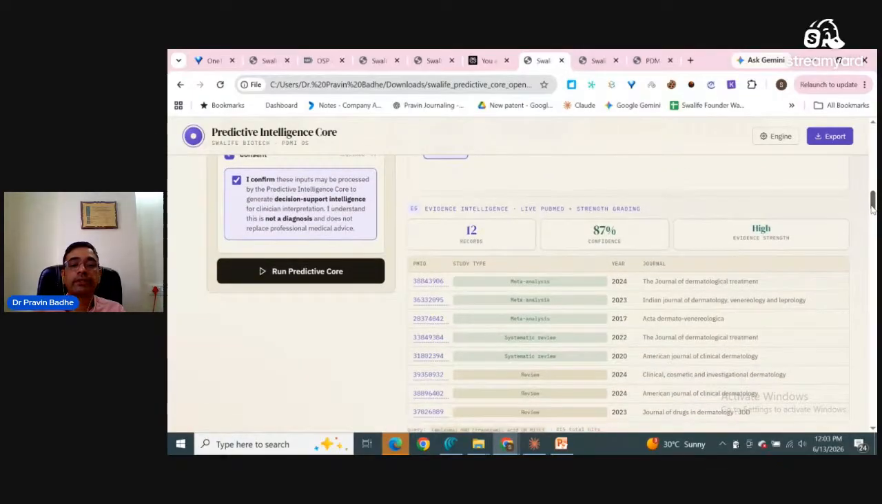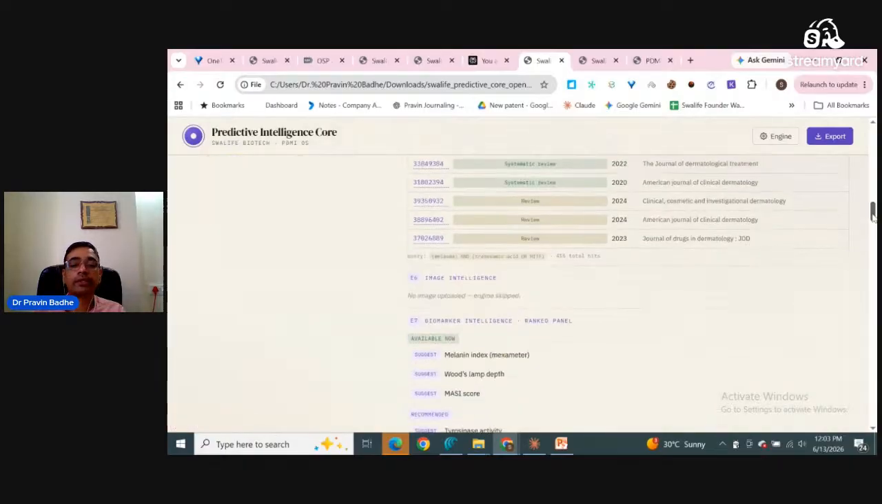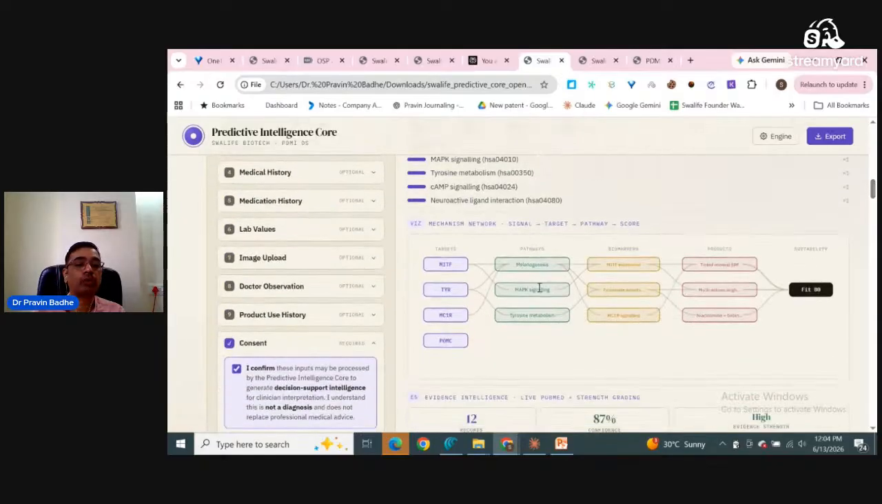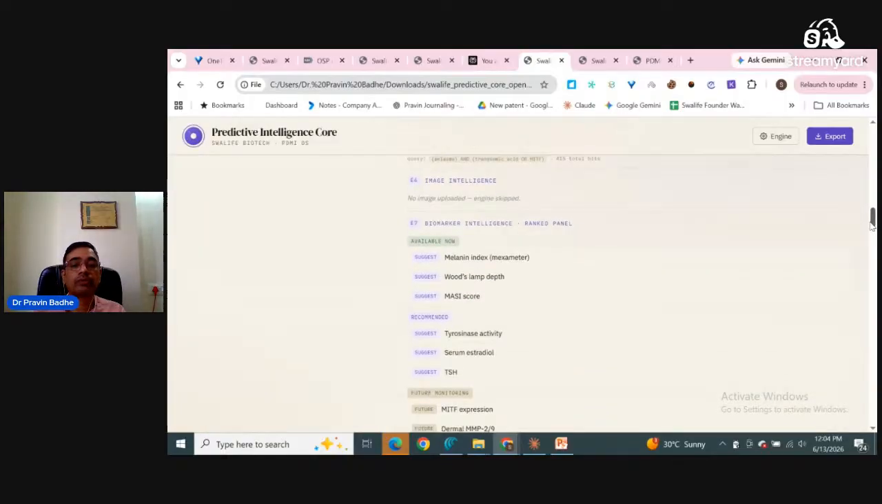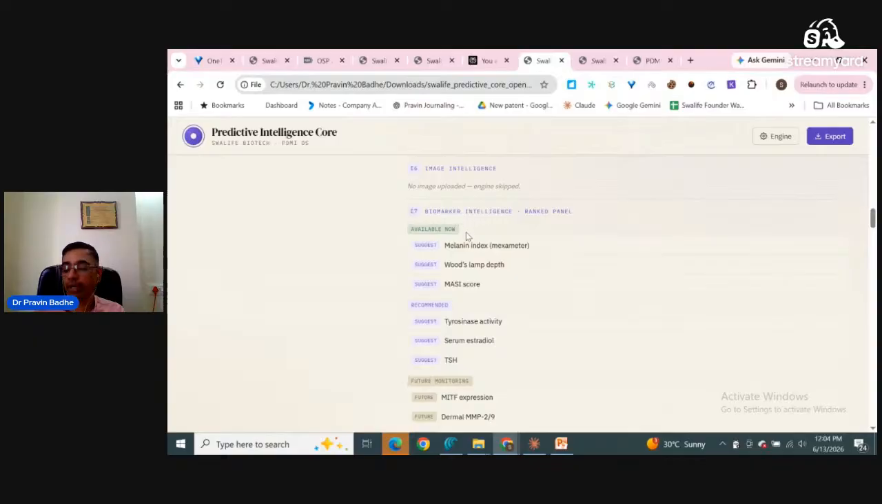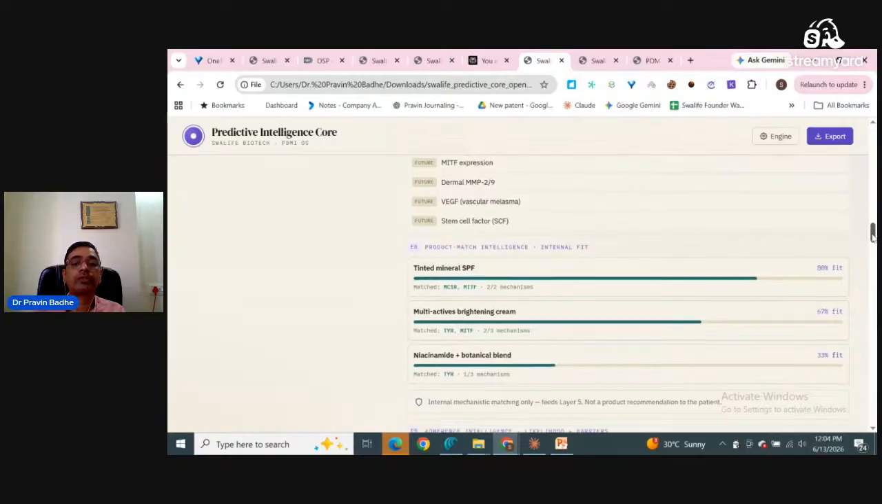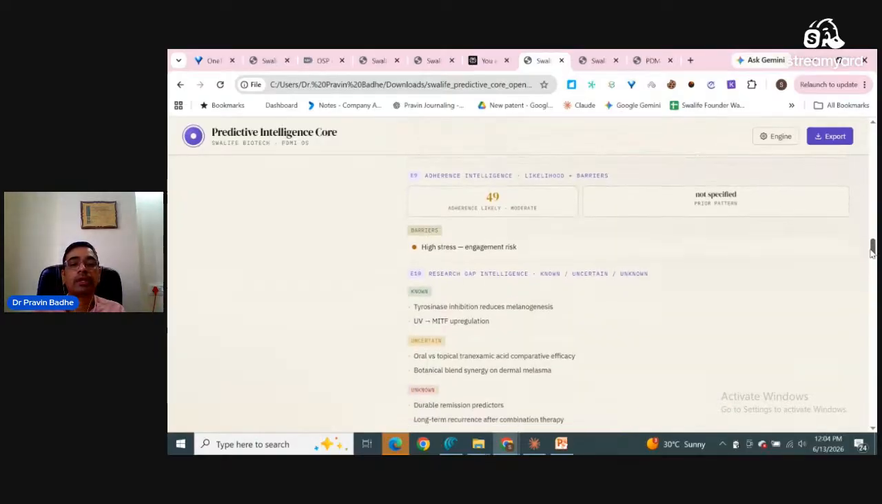Evidence intelligence is giving me information about what is available in the journal meta-analysis. The ID is there. You can go and check the literature. Then if you upload the images, there is an option there. You can also upload the images, and it will run the images as well. Based on what information was provided, it is suggesting the biomarkers. Also, future monitoring and product matching for that disease it is giving me.